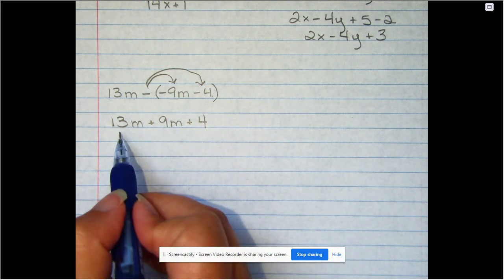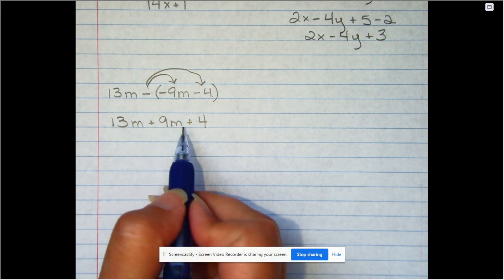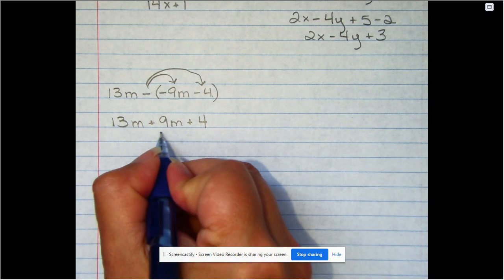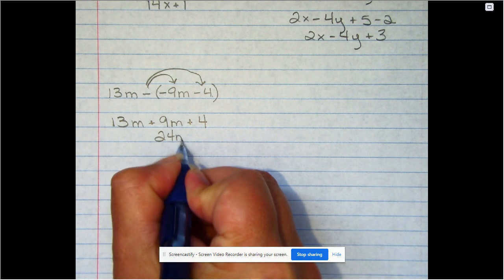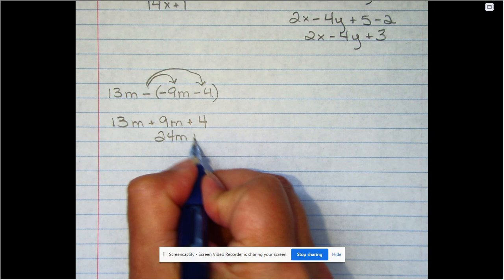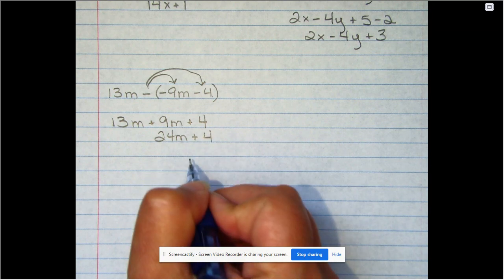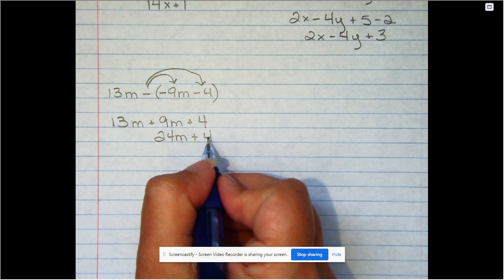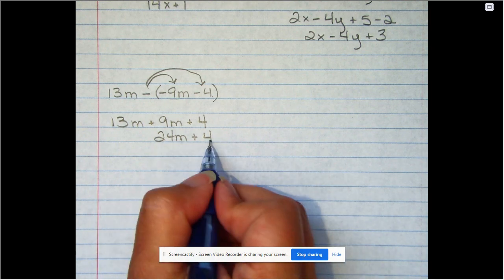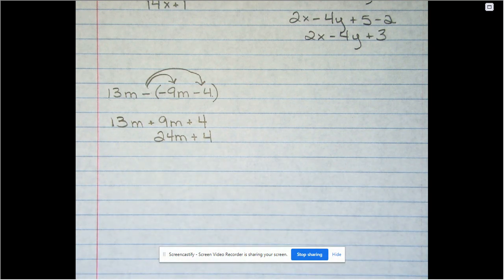Well, now I had 13 monkeys plus 9 monkeys. So I got 24 monkeys, plus, I don't know, maybe there's 4 birds in the cage or something. 4 of something, that's a constant. And there's my simplified expression. Hopefully that helps and makes things really clear for you.